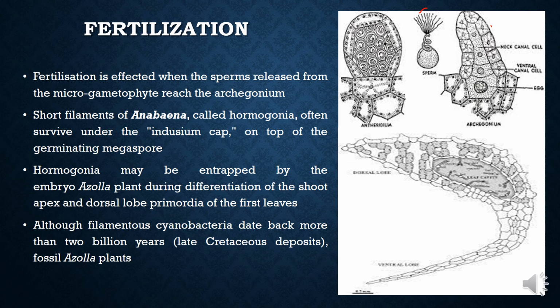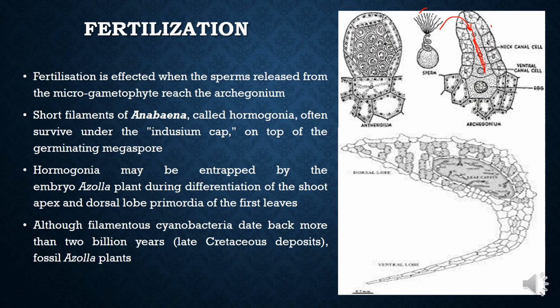And this is the archegonium, where the neck cells have already dissolved. The ventral canal cell is in the process of dissolving. They will also dissolve and create a very mucilaginous tunnel that attracts the sperm. So the sperm will enter this neck region, ventral region, and ultimately fertilize the egg and produce a zygote.